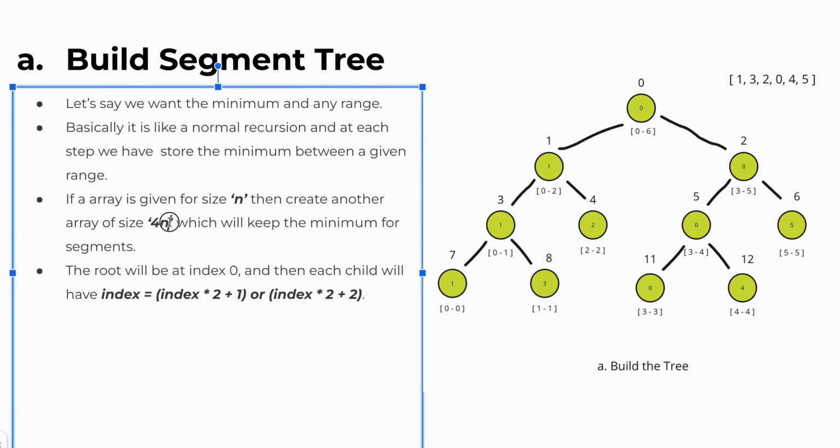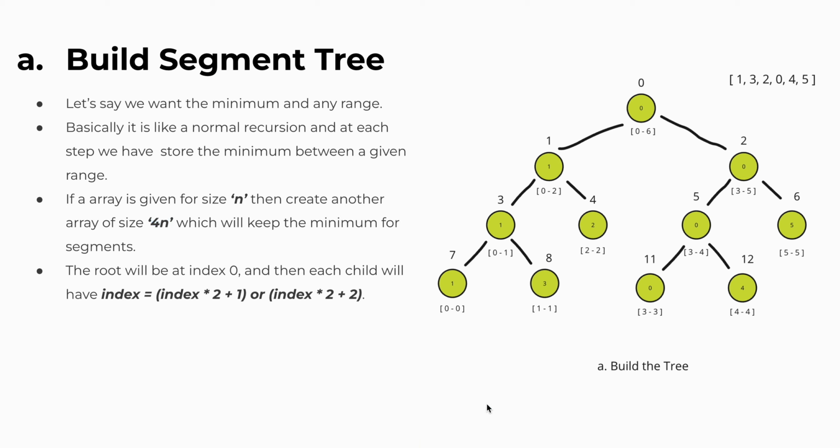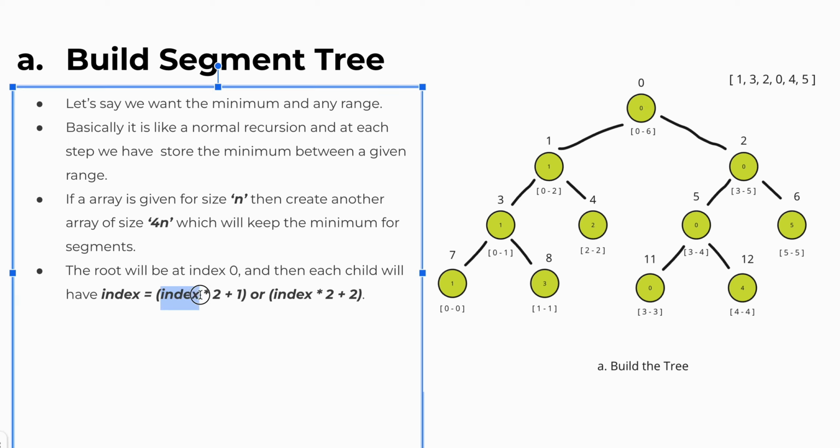4n is the size of the array that we create. It has a very big proof. We do not want to get into it. So just understand that you need to create an array of 4n, and at every index we start with 0 to 5, and with the index 0 we keep its value at index 0 and the other children's values at index, which is for this case 0 into 2 plus 1 and 0 into 2 plus 2, at 1 and 2. For 2 we keep at 5 and 6, because 2 into 2 is 4, plus 1 is 5, plus 2 is 6.